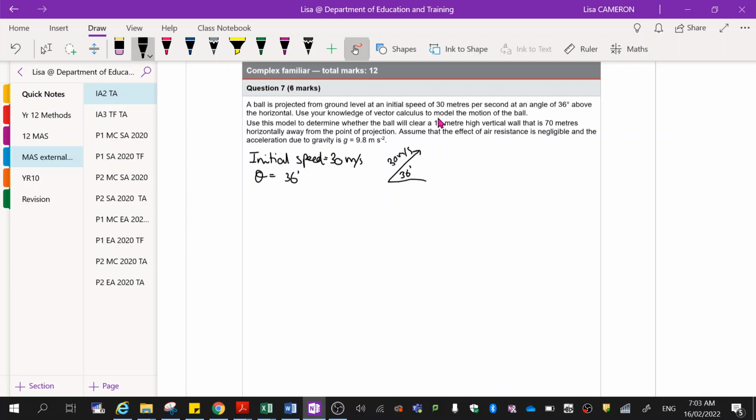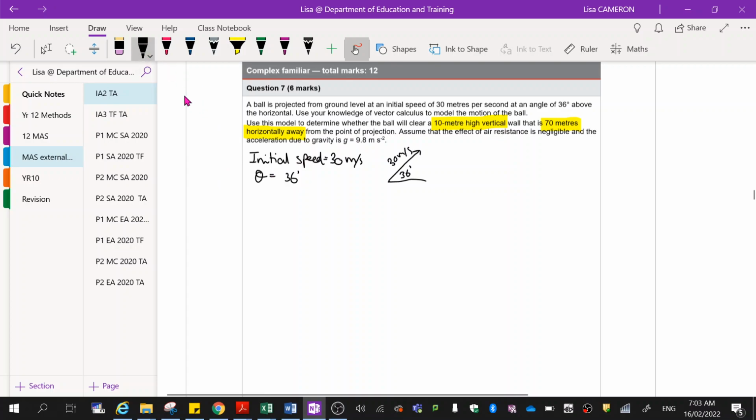Use your knowledge of vector calculus to model the motion of the ball. Use this model to determine whether the ball will clear a 10-meter high vertical wall that is 70 meters horizontally away from its point of projection. Assume the effect of air resistance is negligible and the acceleration due to gravity is 9.8 meters per second squared.